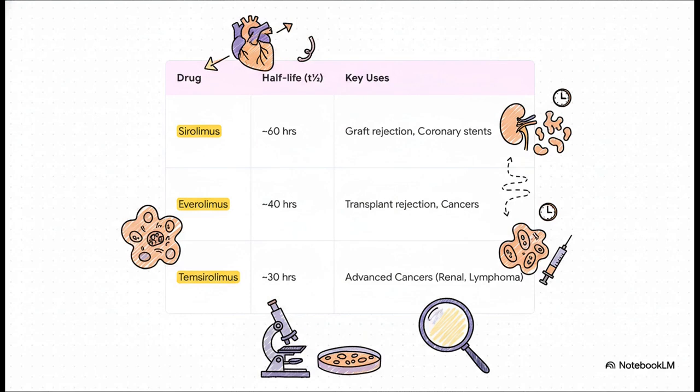Okay, so here's a quick look at the whole mTOR inhibitor family. You've got sirolimus, the original one we've been talking about, and then you have its younger cousins, everolimus and temsirolimus. Just notice a couple of things. The newer ones have shorter half-lives, which can make them a bit easier to handle clinically. And also very interesting, they've found a second life in oncology. They're being used to treat certain types of cancers. So the story of these drugs is still evolving.